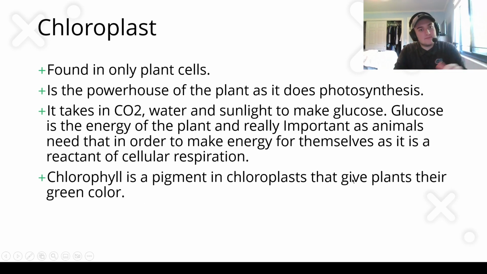This is the main way that plants get their energy. It's found only in plant cells and is the powerhouse of the plant as it does photosynthesis. Photosynthesis is a great thing to have, because even though we're heterotrophs as animals, we need to eat other things, including plants. Plants contain glucose, which we need to do cellular respiration. It's one of the reactants. Photosynthesis takes CO2, water, and sunlight to make glucose. Glucose is the energy of the plant, and it's really important, as animals need that in order to make energy for themselves. Chlorophyll is a pigment in chloroplasts that gives plants their green color.